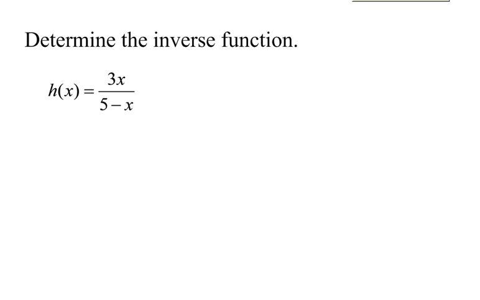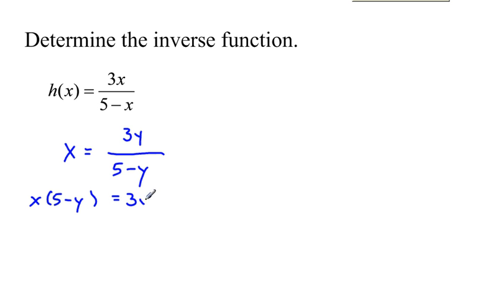All right, let's try another one. In this one, our function's name is h of x, and it's 3x all over 5 minus x. Step 1, switch x and y. X equals 3y over 5 minus y. All right, so just like last time, I'm going to multiply by 5 minus y. So I have x times 5 minus y equals 3y.